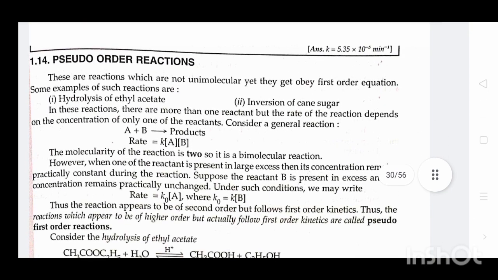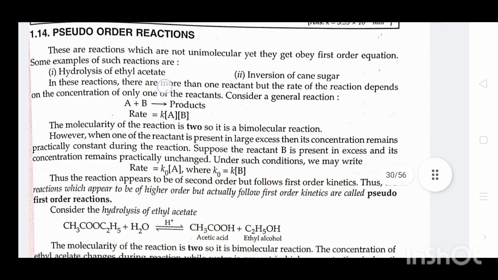Pseudo order reactions. These are reactions which are not unimolecular, yet they obey first order equations. Some examples of such reactions are hydrolysis of ethyl acetate and inversion of cane sugar. In these reactions, there is more than one reactant, but the rate of reaction depends on the concentration of only one of the reactants. Consider a general reaction: A plus B gives products. Rate equals k[A][B]. The molecularity of the reaction is 2, so it is a bimolecular reaction.